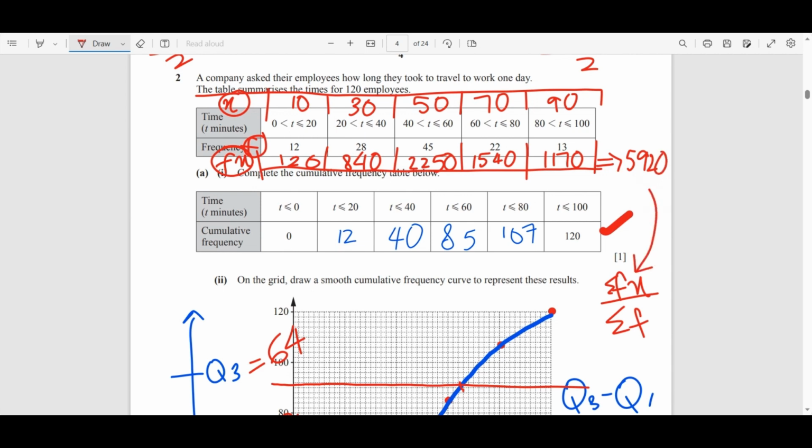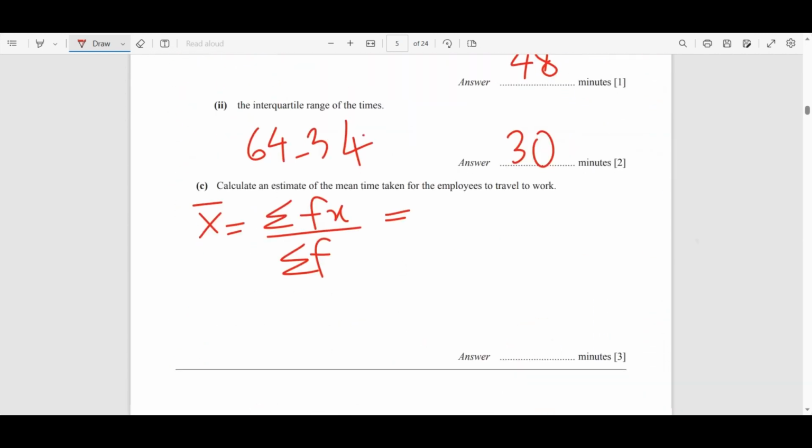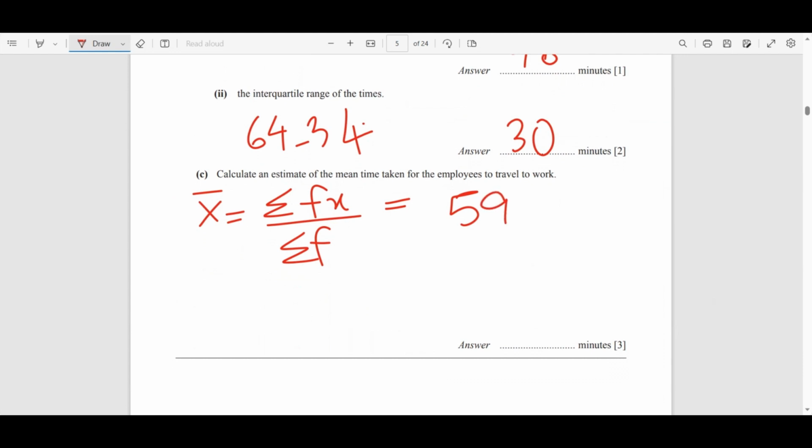And summation of f, if you want to calculate it again, you can do it. But remember from the question, it was already given to be 120. So this is summation f because it's the sum of all the frequencies. So when we're calculating the mean, we need to divide 5920 by the total frequencies, which is given as 120. And this gives me 49.3.